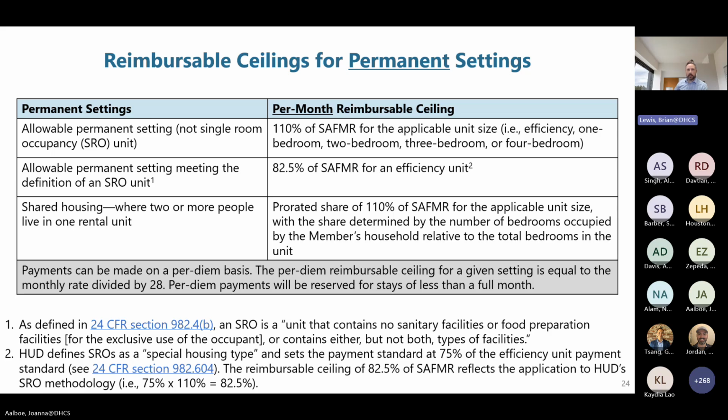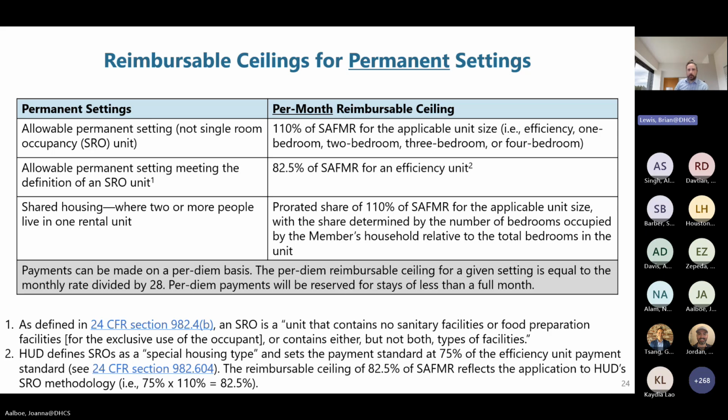And then last for the permanent settings is shared housing, which is defined as where 2 or more people live in one rental unit. The ceiling here is calculated as a prorated share of 110% of small area FMR for the applicable unit size, with a share determined by the number of bedrooms occupied by the member's household relative to the total bedrooms in the unit.